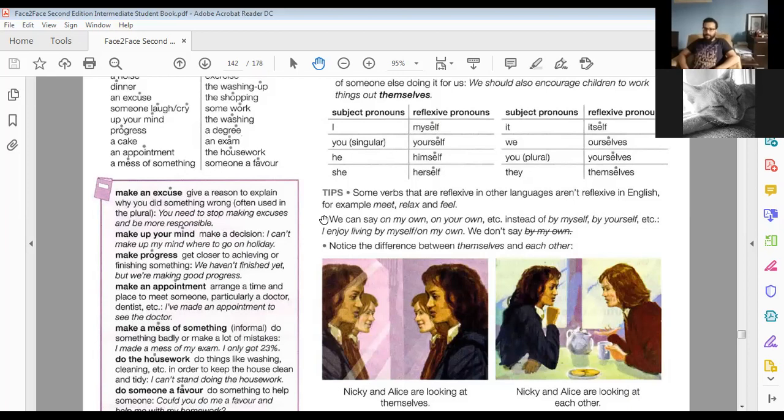Alright, you get the point. So myself is the same meaning as on my own. All right, can you see the last point? I'd like you to tell me the difference here. Notice the difference between themselves and each other.